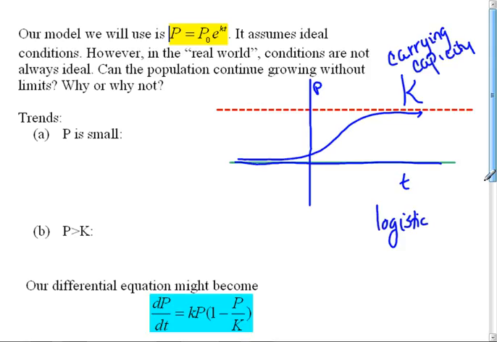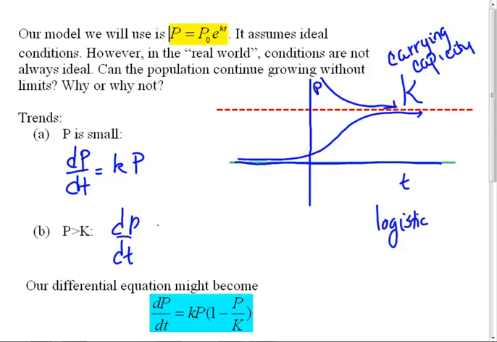Now, if the population is small, what's true about dP/dt? It's just proportional to the population, right? But now, what happens if the population is bigger than the carrying capacity? Now, the carrying capacity is the max that your environment will sustain your population. So if it's up here, what's it going to do? It's going to decrease. So I need dP/dt to be less than 0.